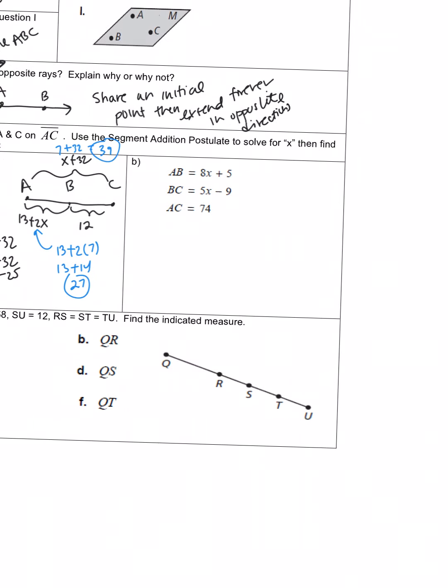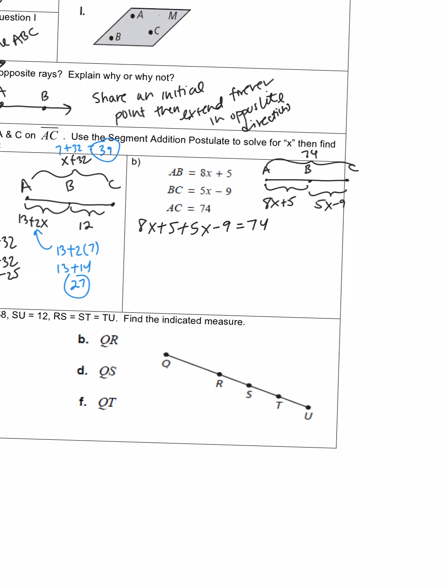Question B, very similar. Let's draw it up again. Point B is between A and C on a segment. We don't know where, but it's fine. A to B is 8x plus 5. B to C is 5x minus 9. And A to C is 74. So remember, a little segment plus a little segment equals a long segment. So in this case, our equation will be 8x plus 5 plus 5x minus 9 equals 74.